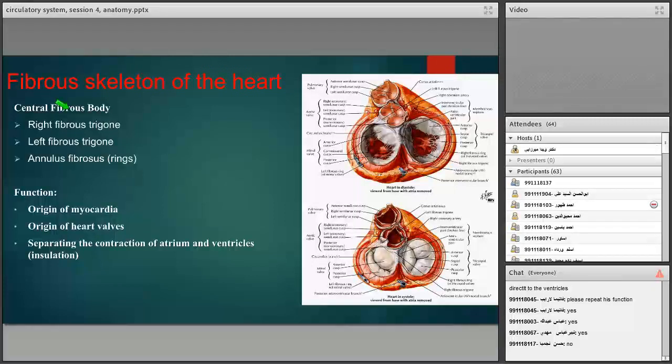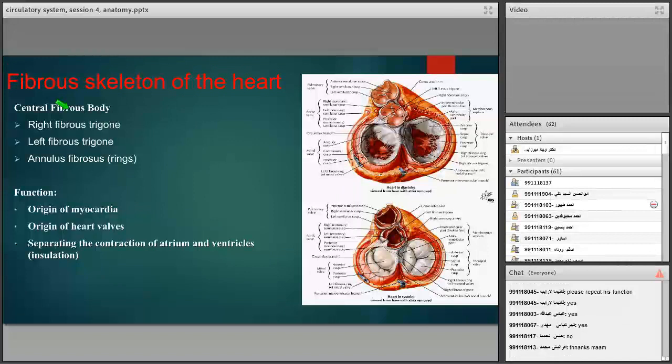Separate ventricles and atriums, yes. I don't know what you are asking. I couldn't understand your question, Mr. Hussein. You're welcome. Okay.